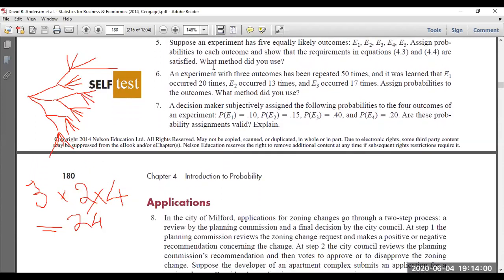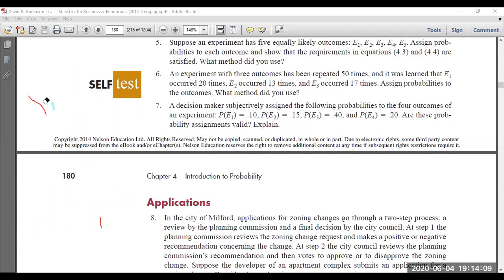Okay, question number 7. What does it tell us? It is saying that a decision maker subjectively assigns the following probabilities to the 4 outcomes of an experiment. The first is 0.1, 0.15, 0.40, and so on. Are these probability assignments valid? How can we check this? Please remember, the first check is whether all probabilities are between 0 and 1. Any probability should be a number from 0 to 1. So yes, they are. That's the first check, and in that respect, they're all right.